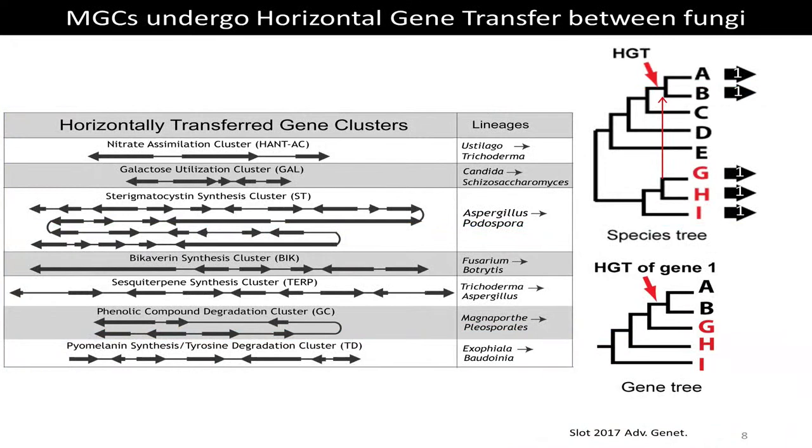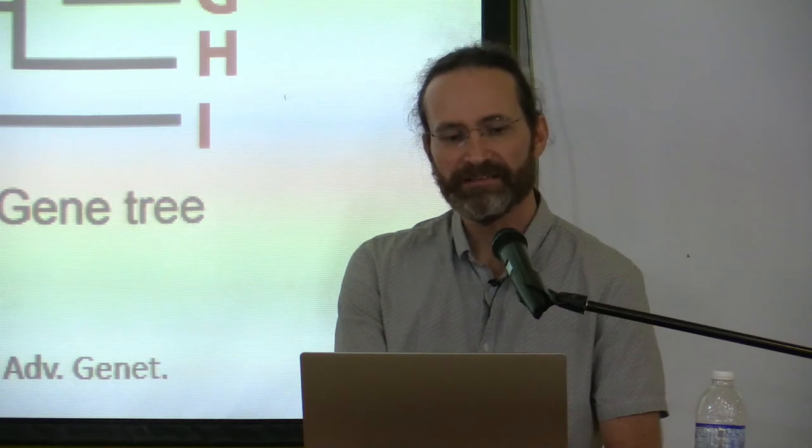So one phenomenon that's associated with these secondary metabolism gene clusters is that they have been found to be horizontally transferred between fungi. Horizontal gene transfer, if you're not familiar with it, is the movement or the acquisition of DNA from one species by another species. We're most often familiar with this in the hospital setting, where antibiotic resistance genes are acquired by bacteria through exposure to other bacteria. Well, this also happens in fungi, and it's very common in metabolic gene clusters.